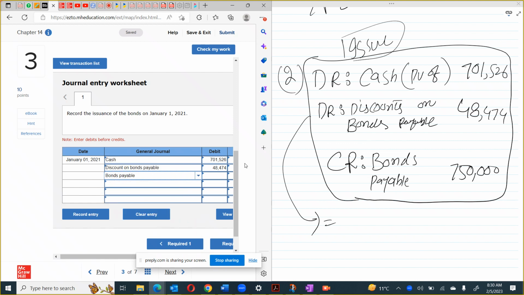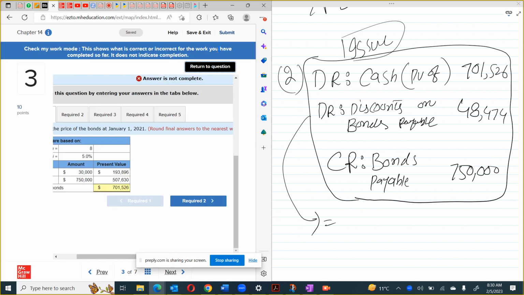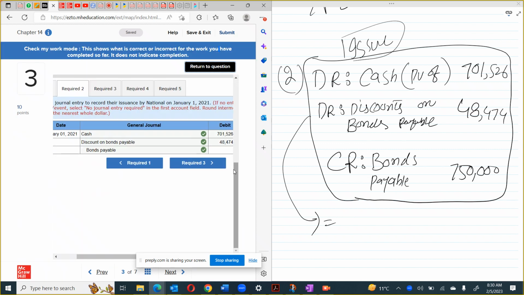You can write directly, so that this will save your time rather than scrolling down. Type it directly. This will save your time. 750,000. Yes. Okay, I will check my work. So okay, it's correct.